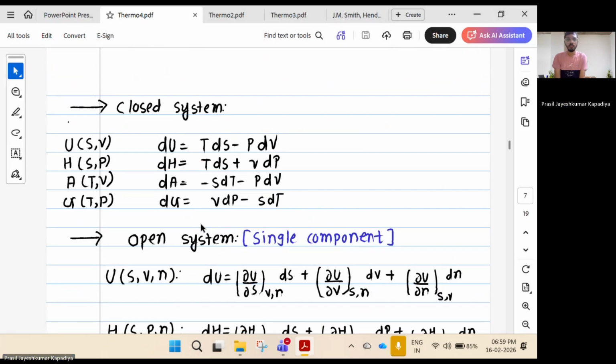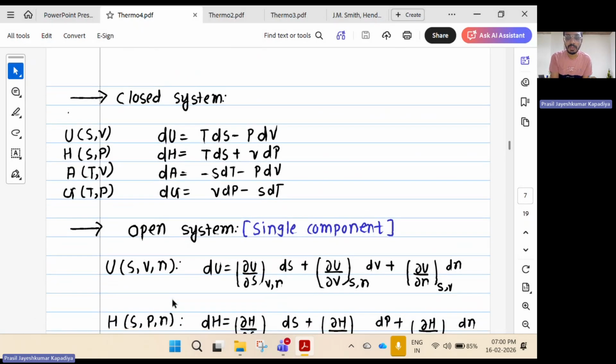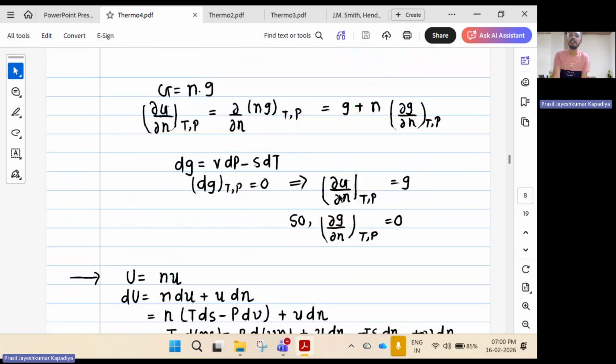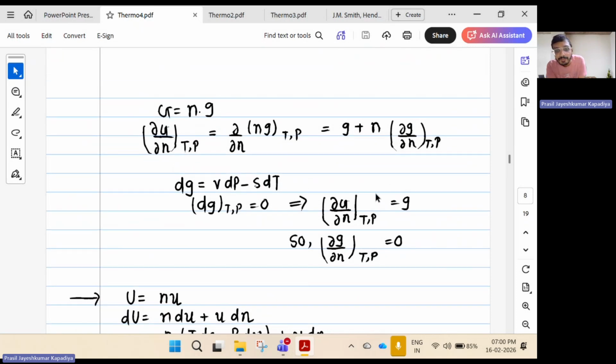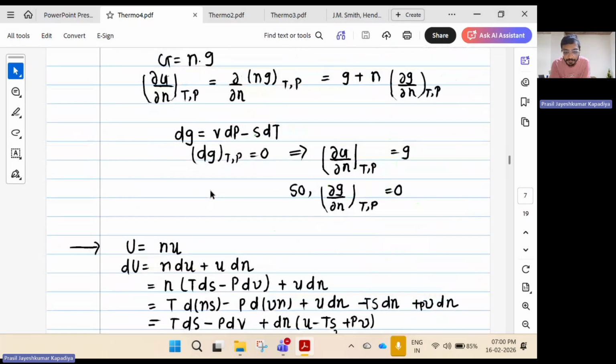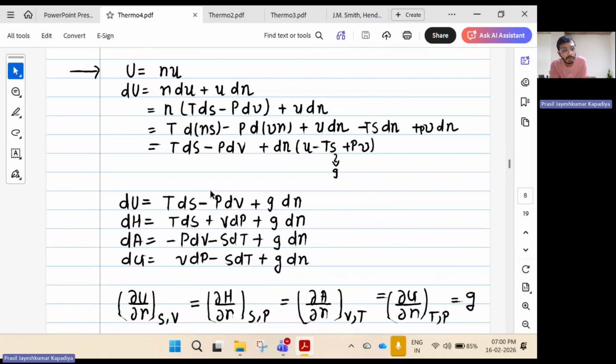Now all our discussion till here was for a closed system. Moving from closed to open system, we need to also look at the number of molecules or moles. That is what we incorporated here, and we find that del G del N at constant T, P is equal to G, but del U del N at constant S, V is not equal to small u. This is what we found.